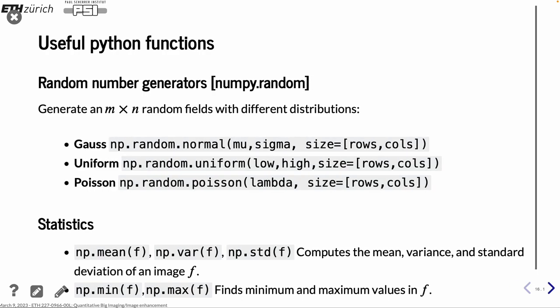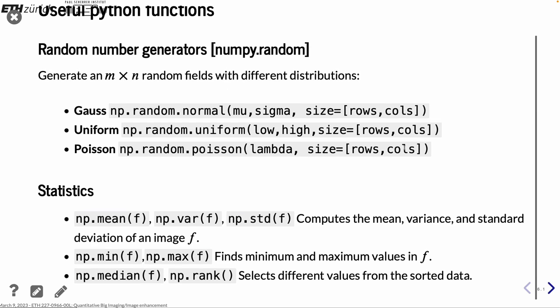Sometimes you actually want to generate noise, for testing purposes. For that we have some Python functions, which I list here. And if you want to compute the statistics, you can compute the average value, variance, standard deviation. You can also look for the mean and maximum. Median can also be computed in the same way. So this is a collection of useful functions that you can use.